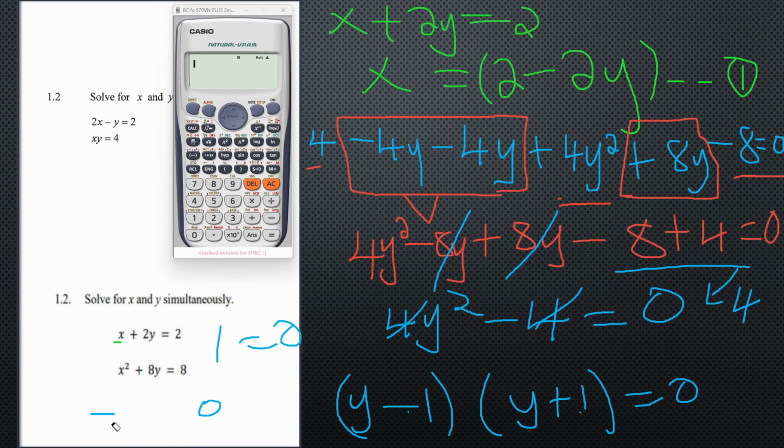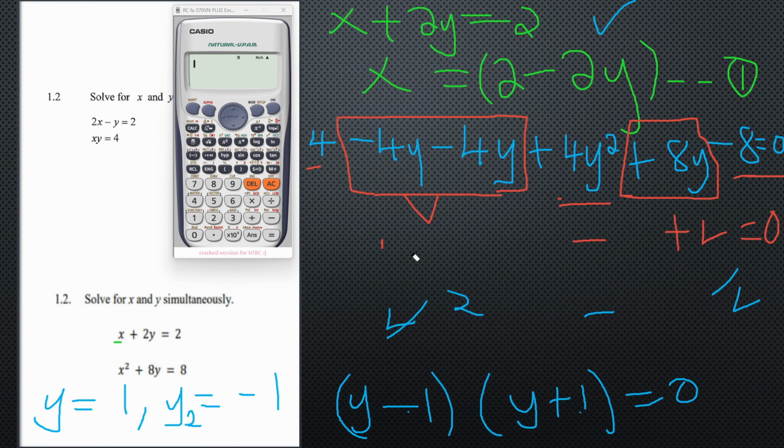So now it means that you'll be able to do what? You'll be able to get your y1, which is equals to 1, and then y2, which is equals to negative 1. So this means that you can go back to the equation here and substitute 1 and negative 1 in order for you to get x1 and x2. So I'm going to erase the board again so that you can see your final answers before we end the video.